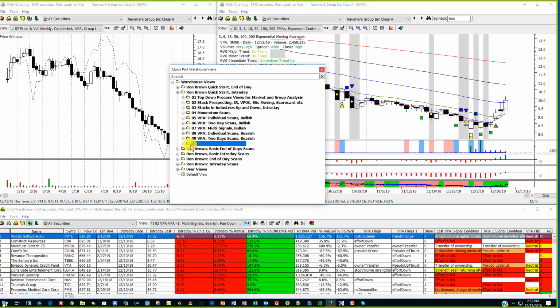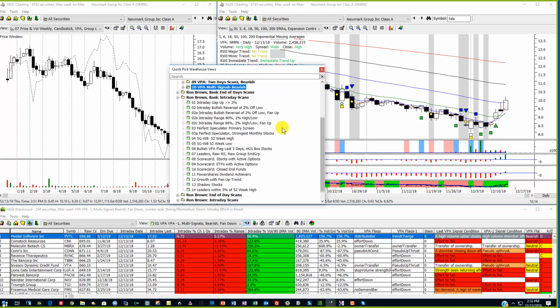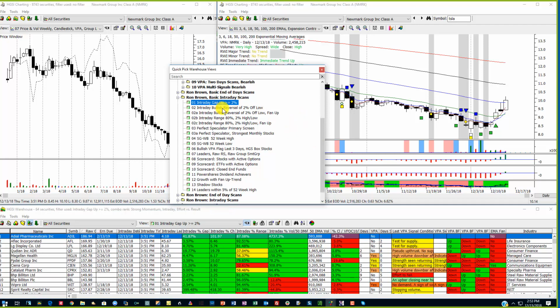Okay, so let's get out of these. Now, what I did is I added a few scans in here. And this one's been in here, intraday gap up greater than 2%. This is one you want to run in the morning, 5-10 minutes after the market opens, and see which stocks are gapping up.